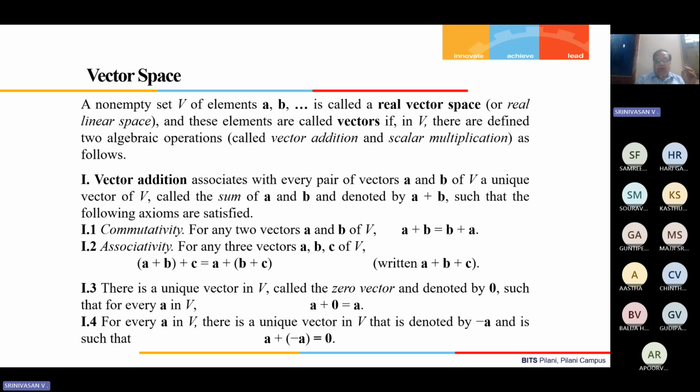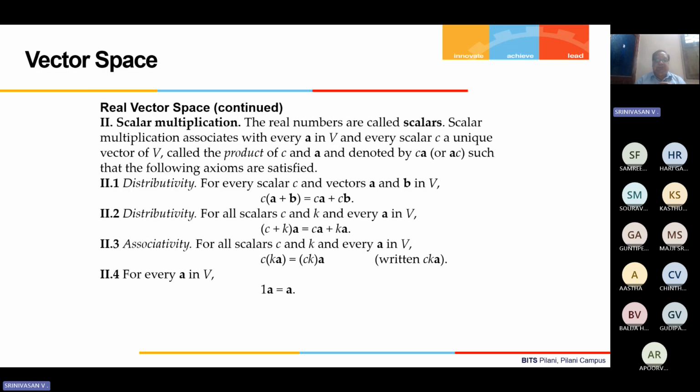Next, you have axioms for scalar multiplication. The real numbers are called scalars. Scalar multiplication associates with every vector A in V and every scalar C a unique vector of V called the product of C and A, denoted by CA or AC, such that the following axioms are satisfied. Here again you have four axioms to be satisfied for this binary operation, scalar multiplication.